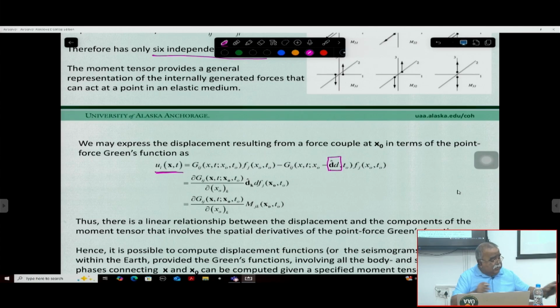So let's say there is a vector d. So x0 is the origin, and then this is your displacement, this is the amount of displacement, and this is a vector. Since it's a vector, this is your change in the displacement directions into fj into x0 t0, right?